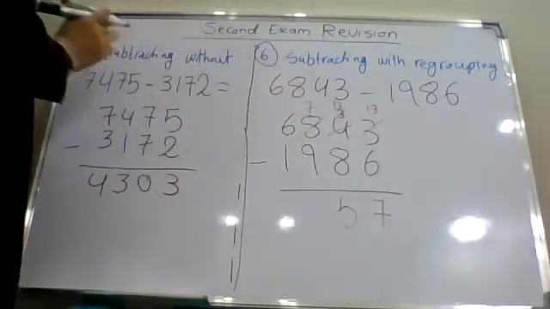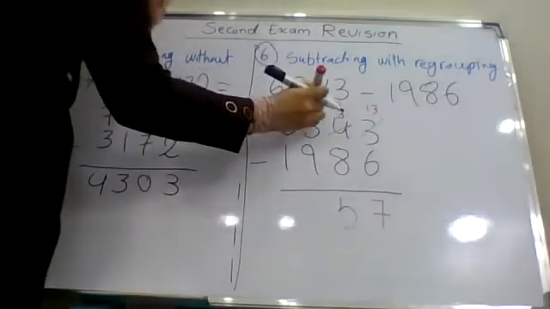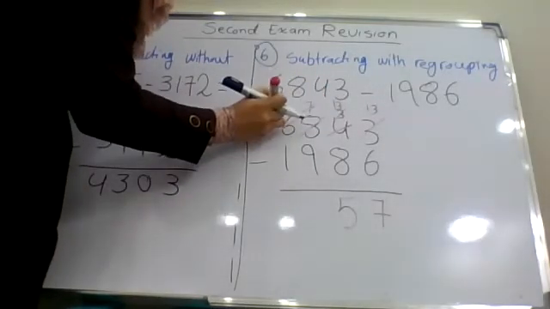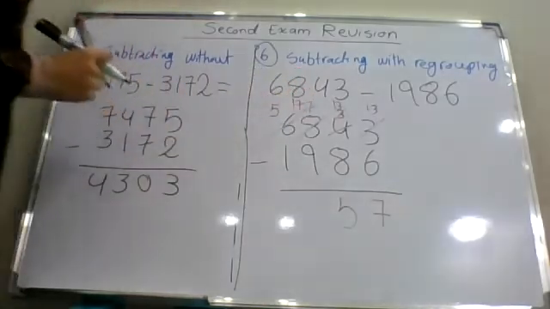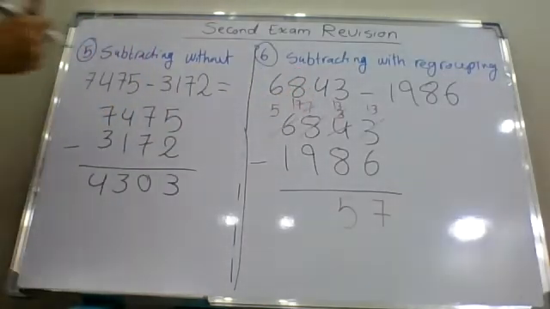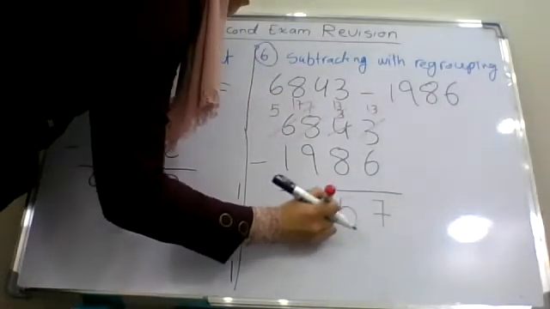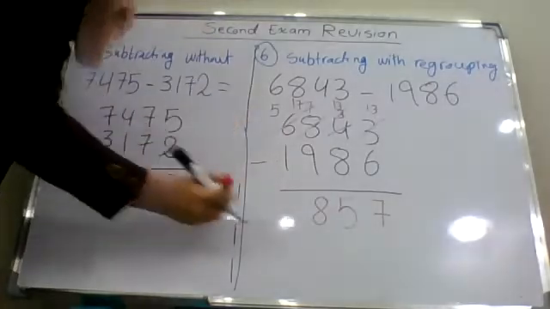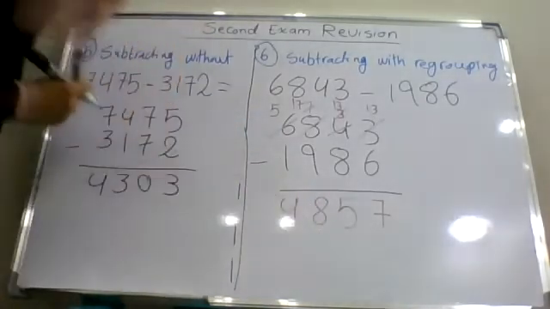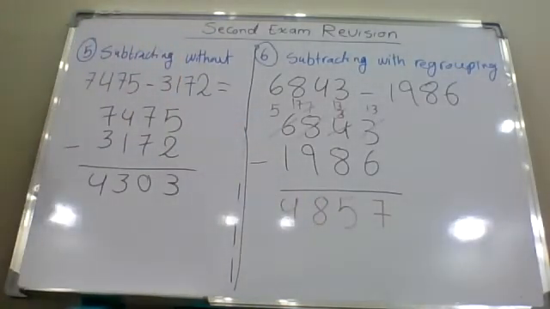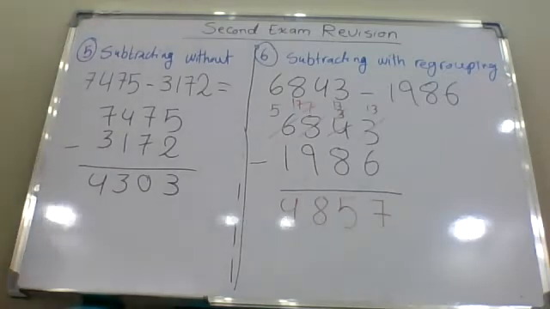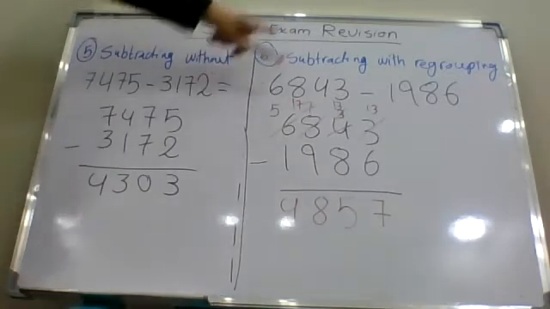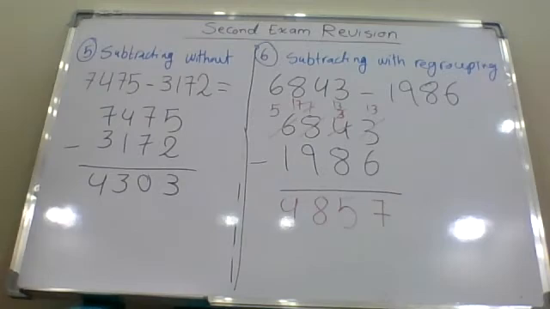7 take away 9. We cannot do it, so we borrow from the 1,000. This is going to be 5, and this is going to be 17. 17 take away 9 equals 8, and 5 take away 1 equals 4. Okay, so I have the answer as 4,857. Now, this is our 6th subject, which is subtracting with regrouping or with borrowing, okay?